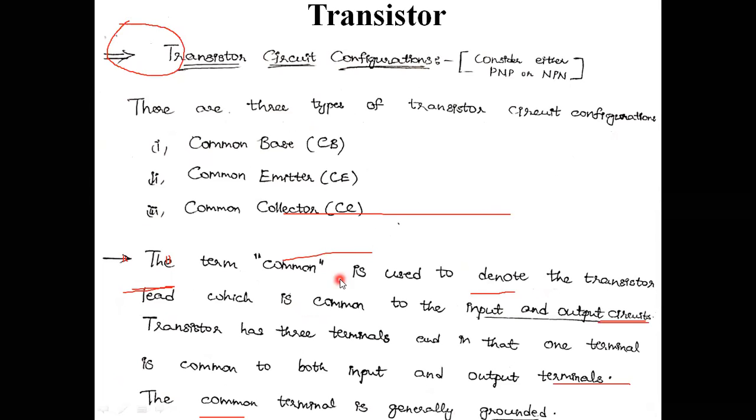The next topic is that transistors are operated in three types of configurations. Those configurations are common base, common emitter, and common collector. We will see this in each and every class. We are going to give a proper explanation of common base, common emitter, and common collector.